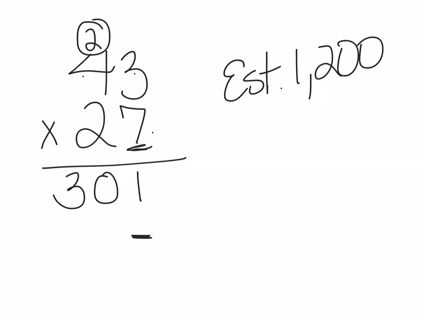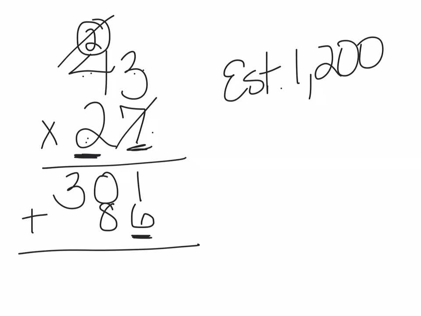Okay, so now I'm done with this 7. I circled that 2. I'm done with that. Now I'm going to repeat the pattern, but I'm going to use this 2 here. 2 times 3 is 6. Now again, I'm forgetting to put the 0 there. 2 times 4 is 8. And that's all I have. So I'm going to add this up. This gives us 7, 8, 3.